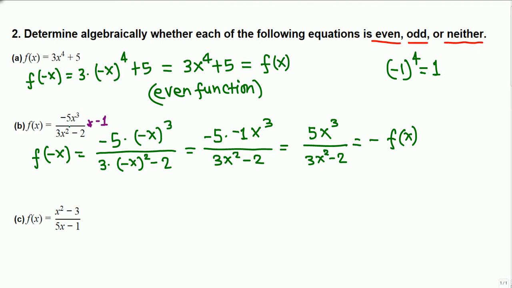So replacing x by negative x gives the negative of the original function. That means the function is odd.